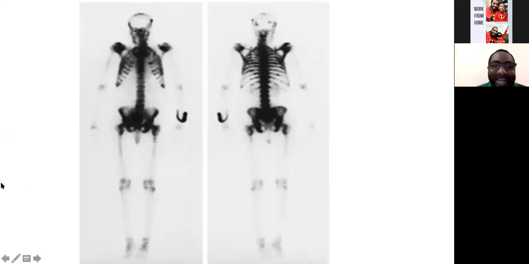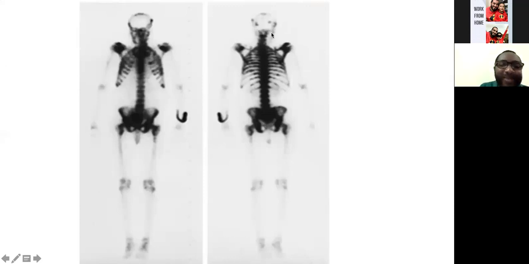Beautiful, I love your presentation. This is very nice. So exactly, you got it. It's diffuse, it's intense, preferentially involving the axial skeleton. But if you want to add additional findings, you can say there's additional focal uptake in the posterior aspect of the skull. So this is consistent with a super scan. You can see it again here on the posterior aspect. It's not seen on the anterior. On the anterior, you can see one focal one here, but on the posterior, you can see it here.